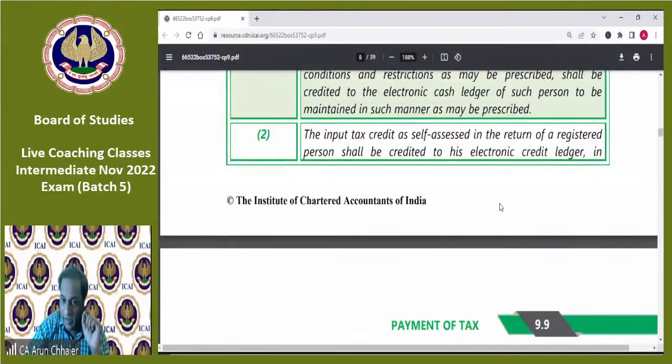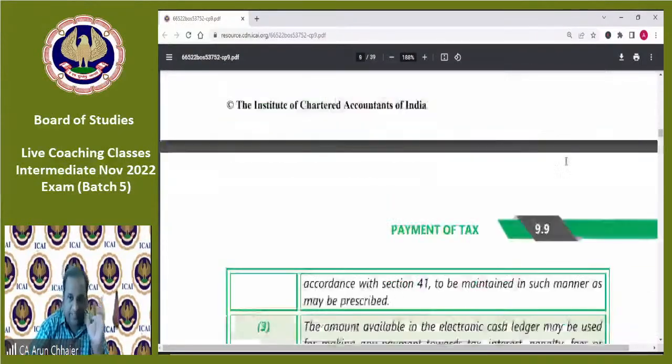Now, when he files the 3B, whatever ITC is self-assessed will be credited to which ledger? Electronic credit ledger. So till now we have discussed the two categories of ledger: one is the cash ledger, one is the credit ledger.